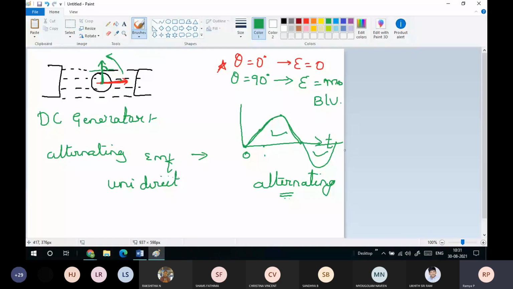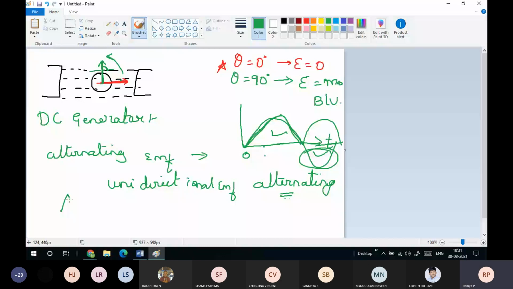Okay, unidirectional EMF. If I want to convert this alternating to DC, this negative part should not be present. Alternating to DC means only the positive should be there. So if I want to obtain this positive nature by converting alternating to DC, I am going to use one particular thing that is called a commutator. See, you should know this commutator.